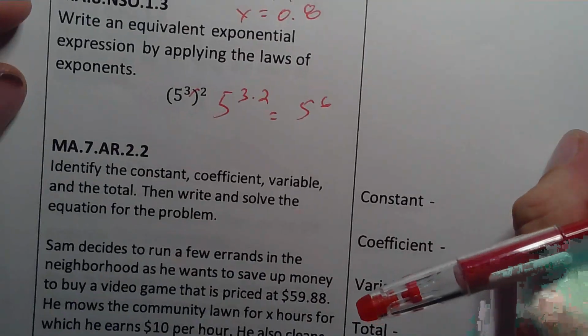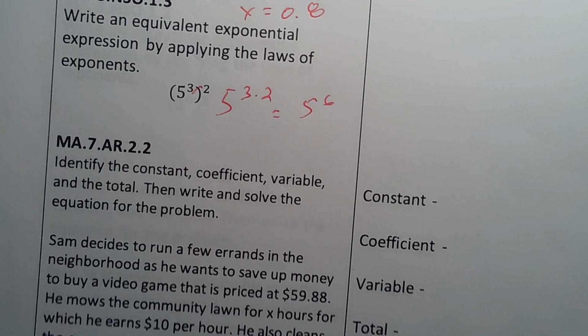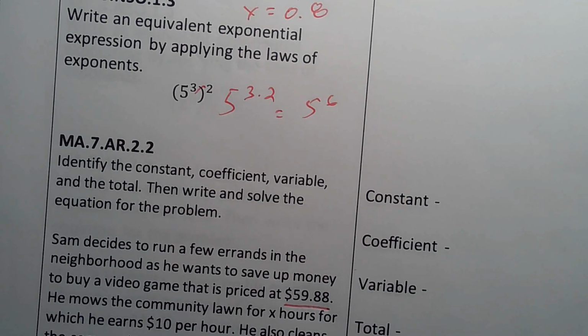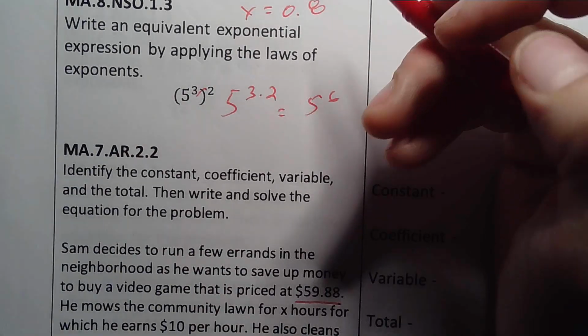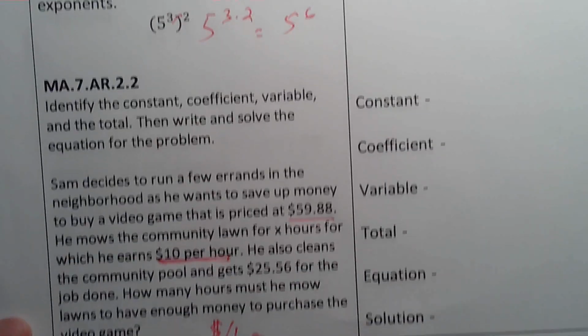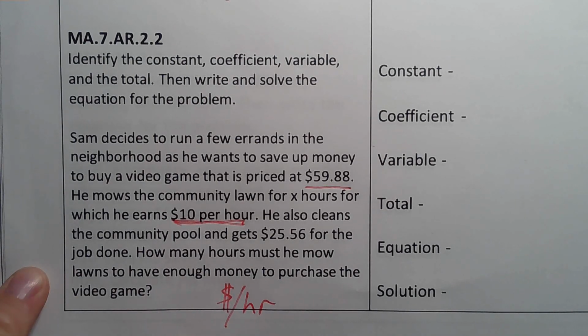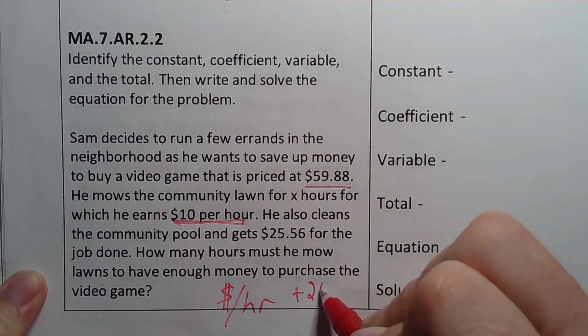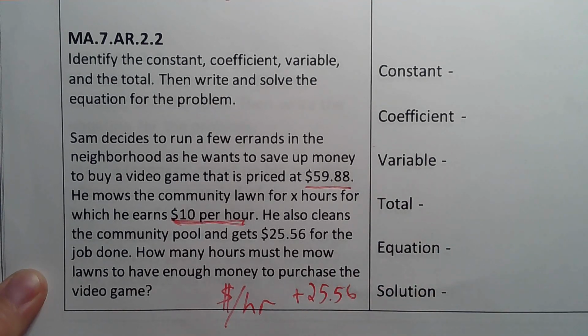All right, we're running some errands. He wants to save up some money to buy a video game that's priced at $59.88. He wants to mow lawns for x hours, for which he earns $10 per hour. He also cleans the community pool, so he gets an additional $25.56 to clean it. How many hours must he mow to reach the final goal?